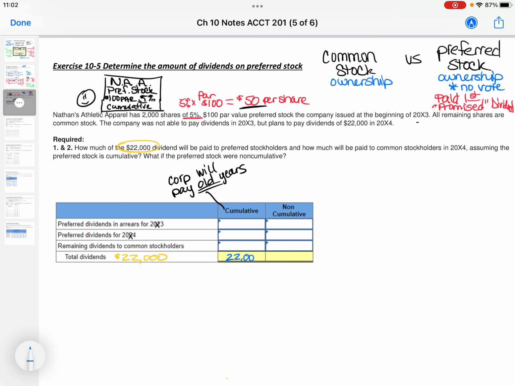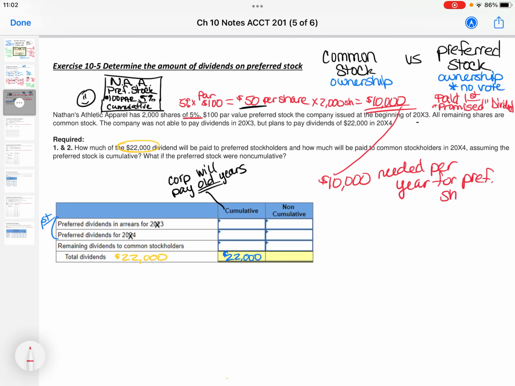I have $22,000 to pay. What am I going to do first? Always pay preferred first. Now if it's cumulative, we're going to pay the old, prior years. So I have to determine how much to pay. I know it was $50 per share. How many shares are outstanding? 2,000 shares. So that's $10,000 total that I need, needed per year for preferred shareholders.